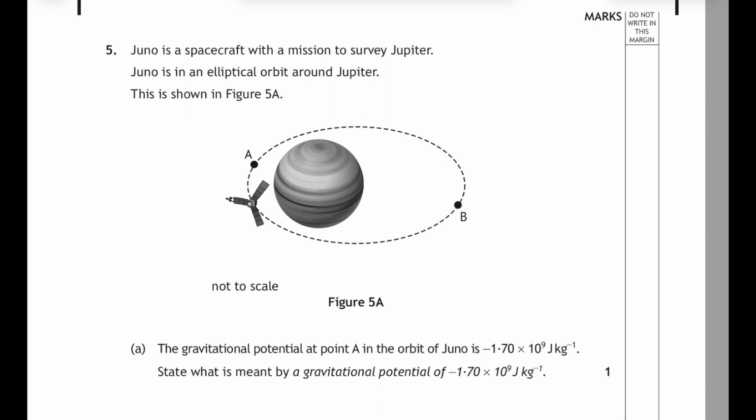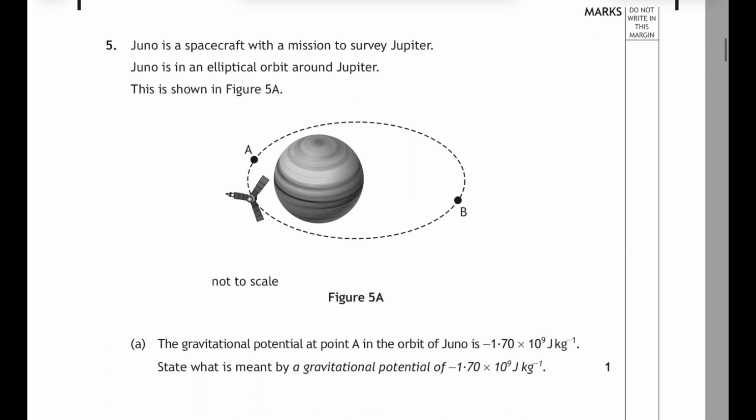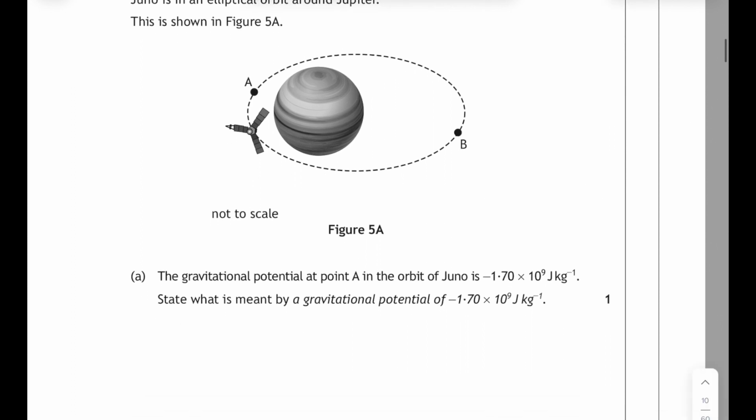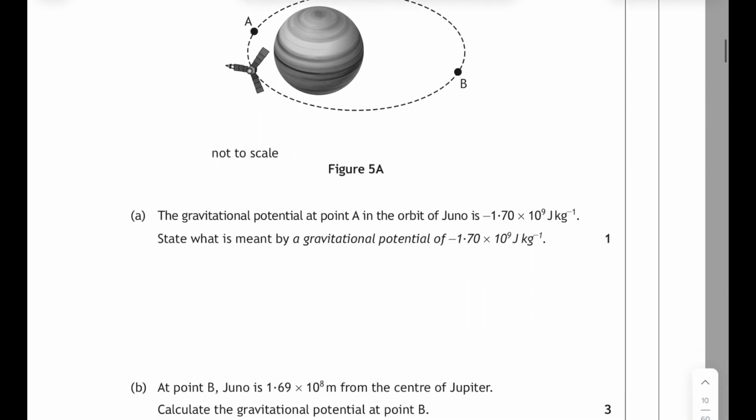Juno is a spacecraft with a mission to survey Jupiter and it's in an elliptical orbit around Jupiter. And the gravitational potential at point A in the orbit is minus 1.7 times 10 to the 9 joules per kilogram. And for 1 mark we have to state what's meant by a gravitational potential of negative 1.7 times 10 to the 9 joules per kilogram. So we have to specifically mention that number in our answer.